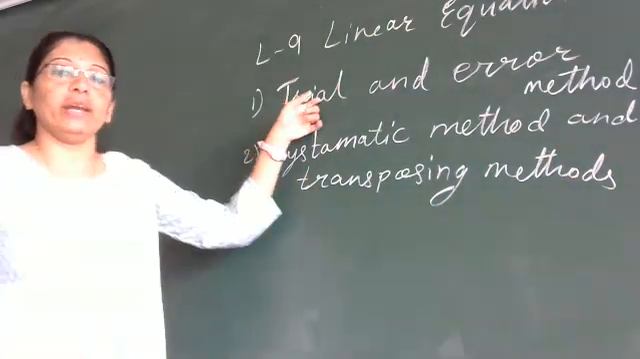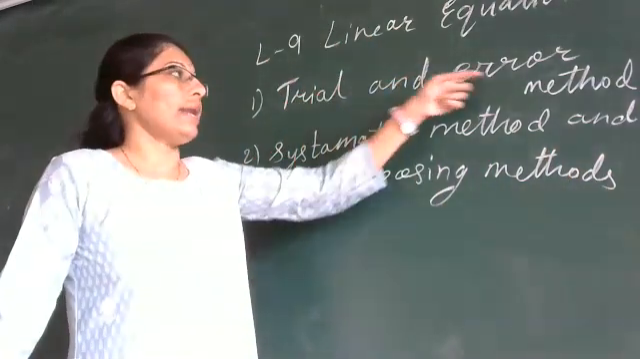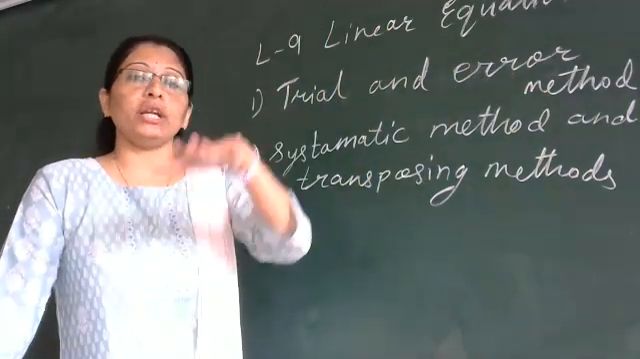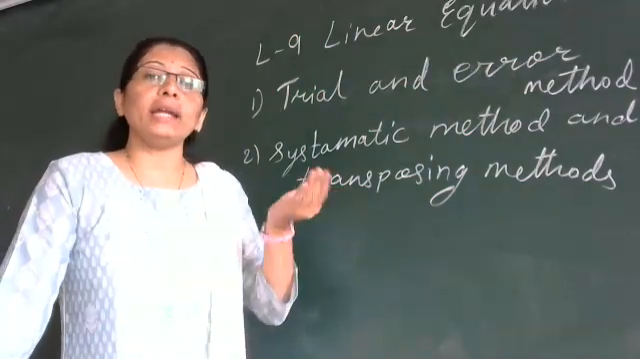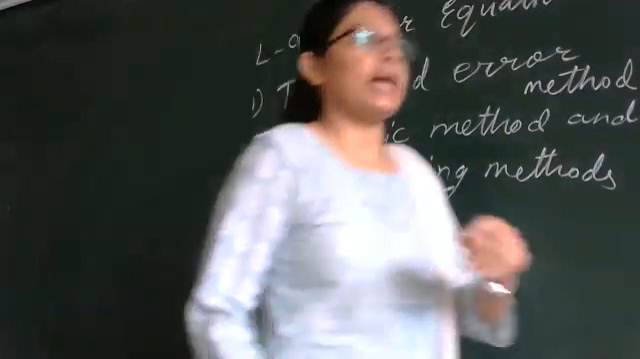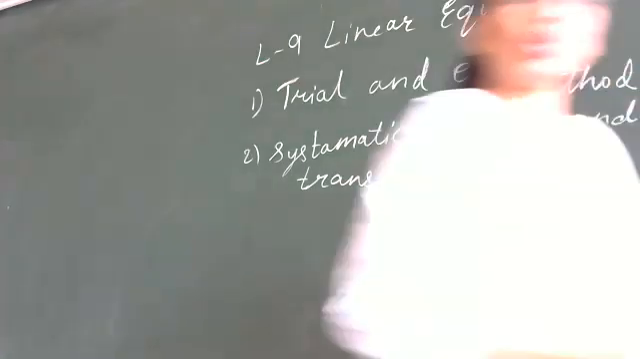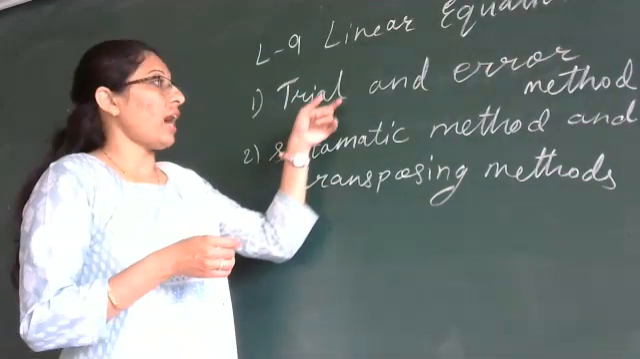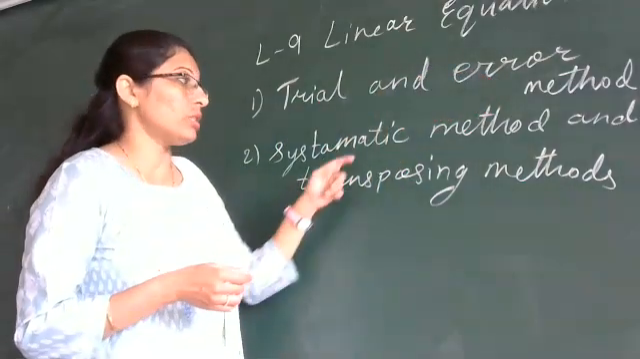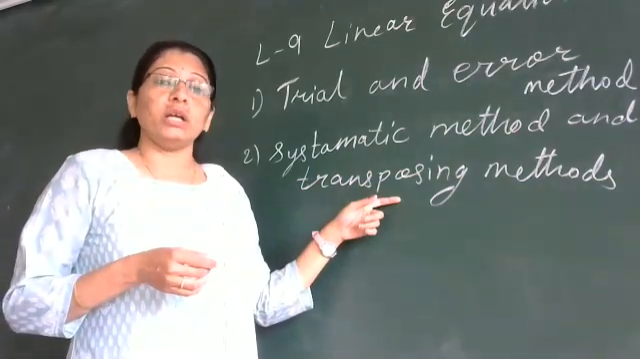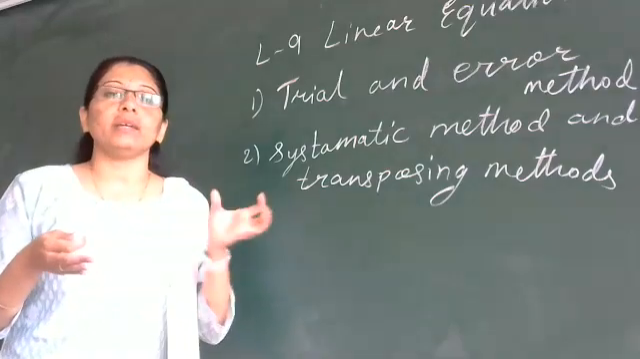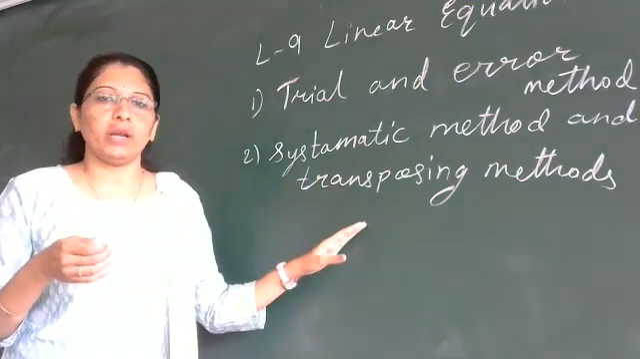So first method is which? Trial and error method. This method is a long method. You have to do it continuously, and every time you will not get the exact value of the variable. So it is known as trial and error. But the method we will use, the systematic and transposing method, is a short method and we will get the exact value of that variable.